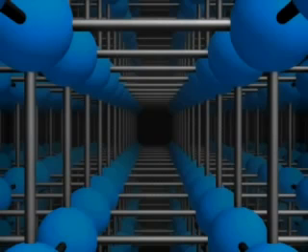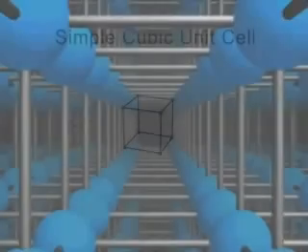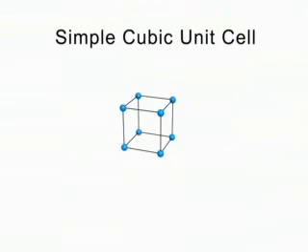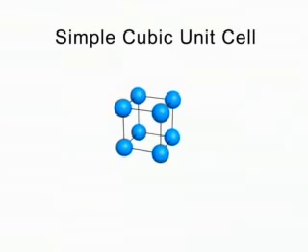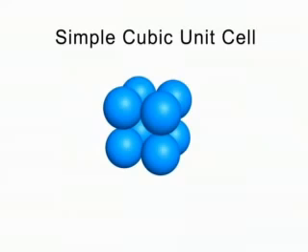Many elements and simple compounds have unit cells from the cubic crystal system. Let's examine the three types of cubic unit cells. All cubic unit cells have particles at the corners of a cube. The simple or primitive cubic unit cell has particles at the corners only.